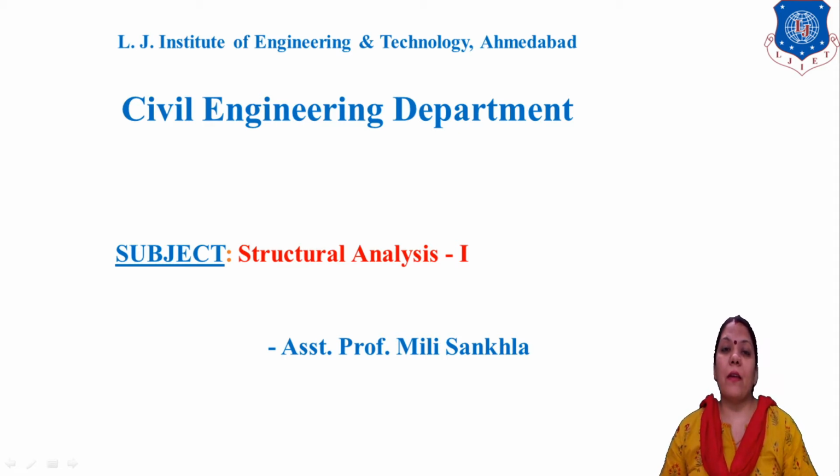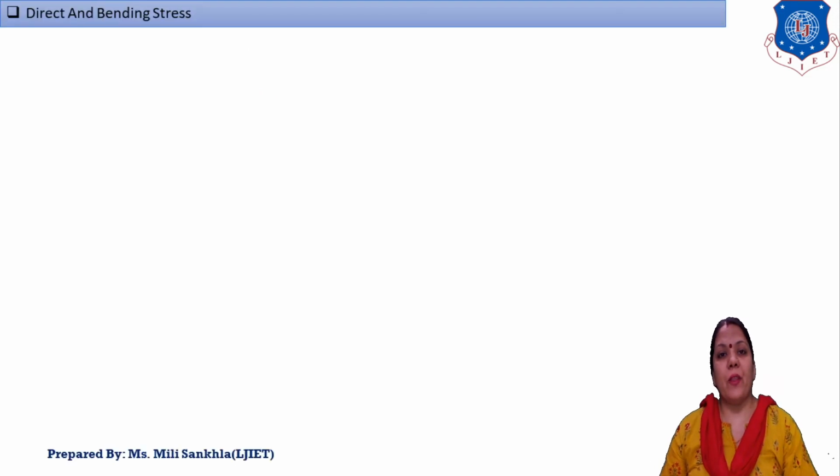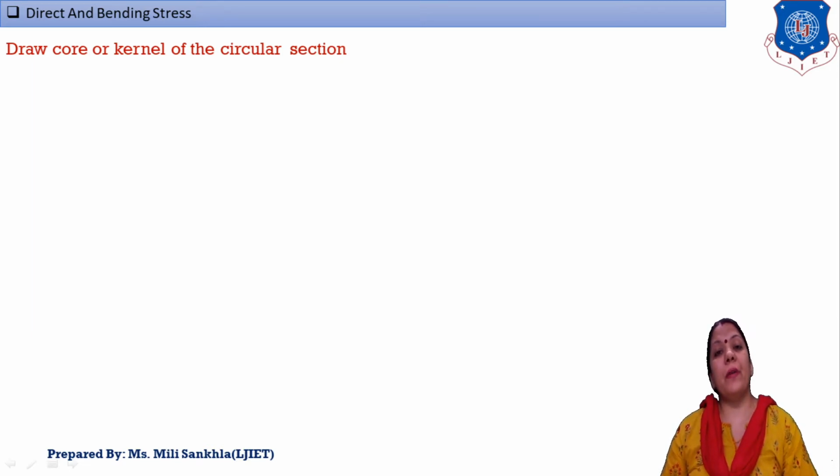Today we discuss some theory portions again on direct and bending stress. First of all, in direct and bending stress, draw the core and kernel for a circular section. We already completed core and kernel for the rectangular section and the hollow rectangular section. In today's session, we first complete the core and kernel for the circular and hollow circular sections.